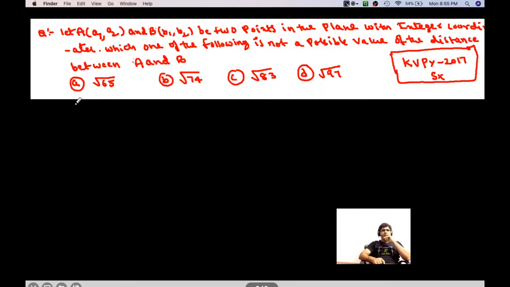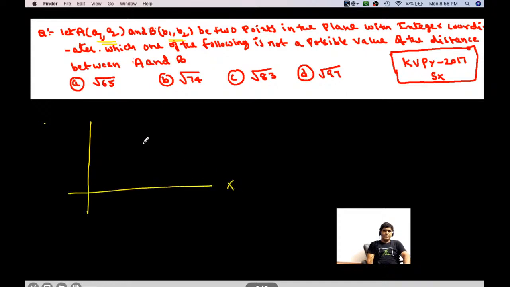Let A1 A2 and B1 B2 be two points in the plane with integer coordinates. Which one of the following is not a possible value of the distance between A and B?